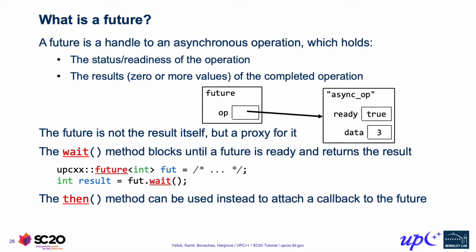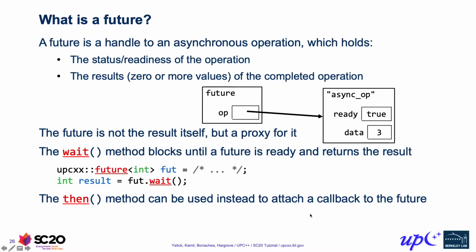Now, wait is just one way of managing dependencies. In our particular case, we needed to make sure that our RPC completed before we moved on to the next iteration, and so we used wait to do that. We'll see later that there's also another way of managing dependencies, which is attaching callbacks to the result of an operation. There's a then method that allows us to do that.